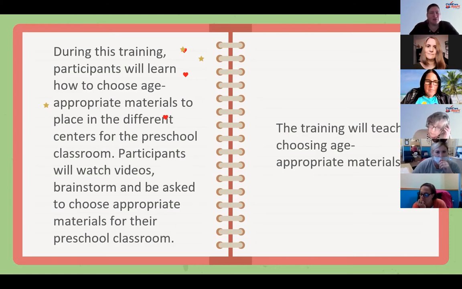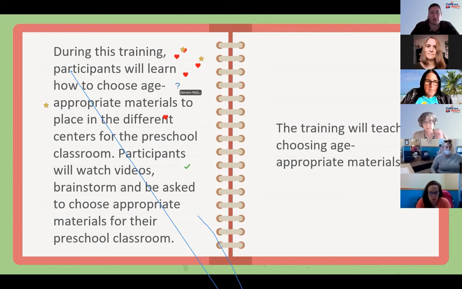And it is right for those that we've got there. During this training, participants will learn how to choose age-appropriate materials to place in the different centers for the preschool classroom. Participants will watch videos, brainstorm, and be asked to choose appropriate materials for their classroom. So again, you want to provide more than just that the training will teach choosing age-appropriate materials. That just doesn't provide enough of a description for your trainer, but also for anyone who's reviewing transcripts or a TRIS training record. If they're pulling your title and your description, that really doesn't tell them very many specifics as far as what that training actually covered.